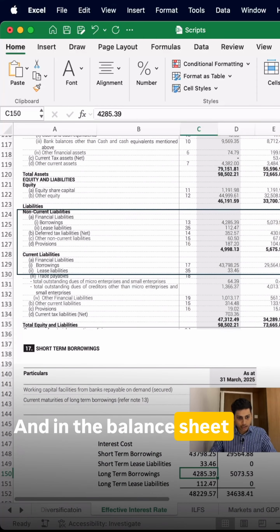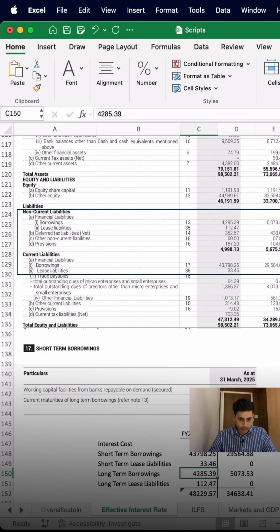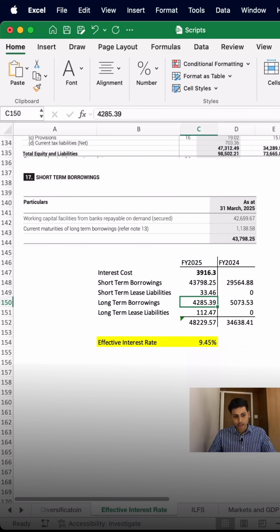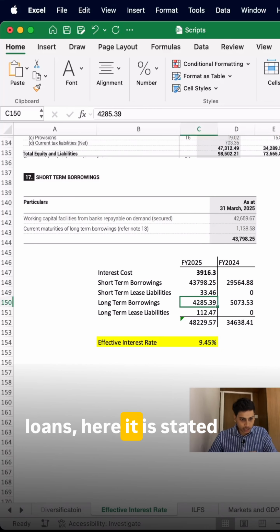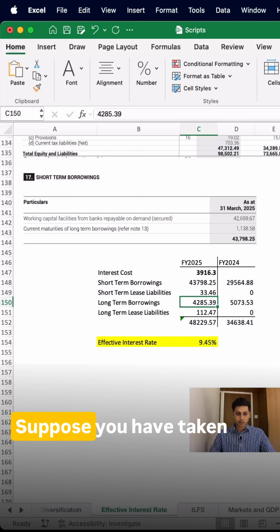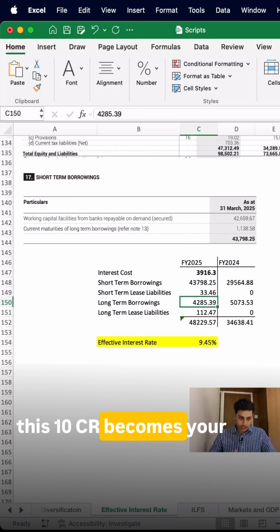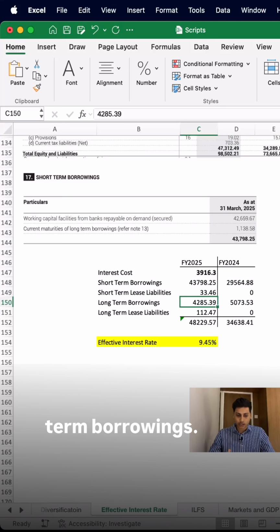And in the balance sheet there will be short term borrowings, long term borrowings, and also lease liability. In the short term borrowings, the first is short term loans. Here it is stated as working capital facility, and another is current maturity of long term borrowings. What is that? Suppose you had taken a loan of 100 CR for 10 years. Now in this year you have to pay 10 CR. So this 10 CR becomes the current portion of your long term borrowings.